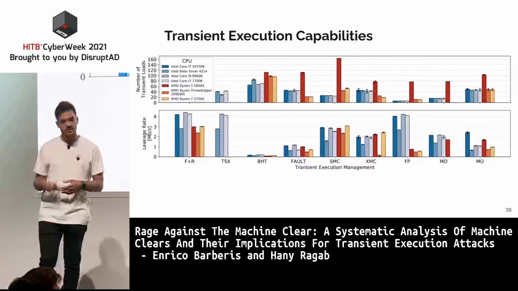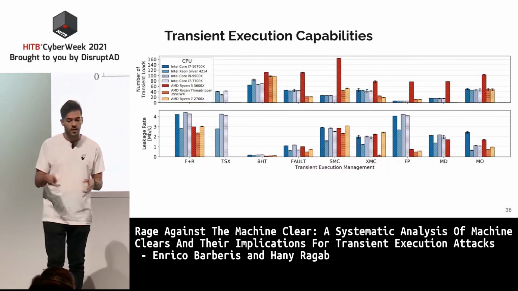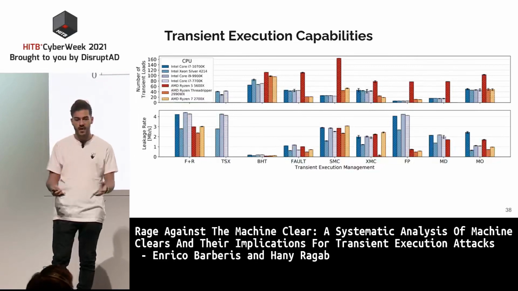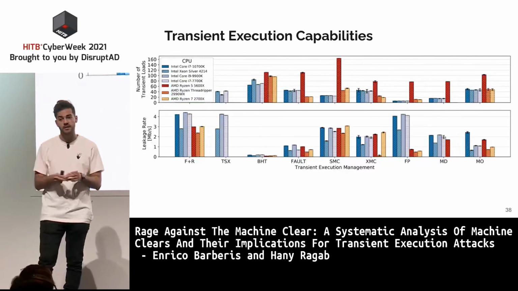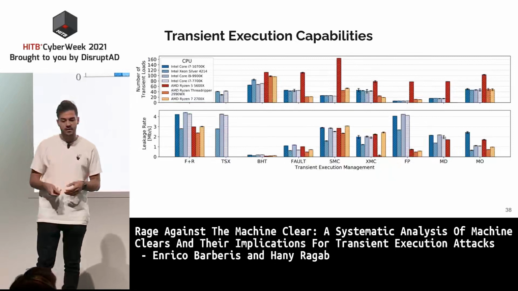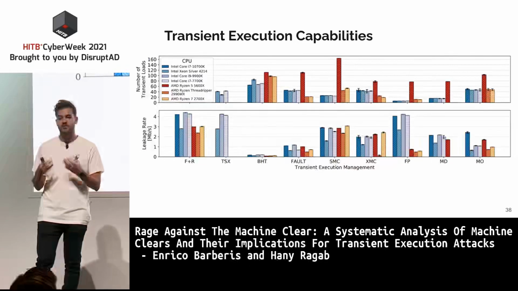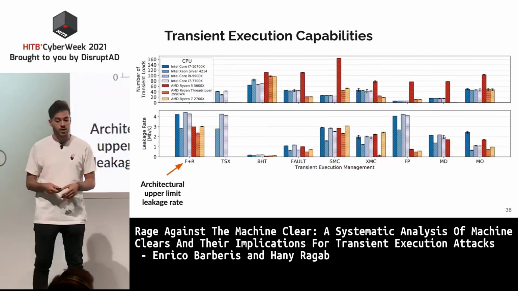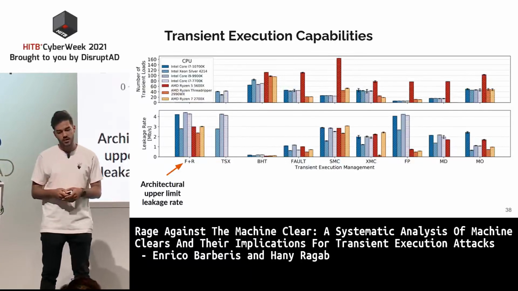So how do these types of machine clear perform compared to all previously known execution mechanisms? Here on the x-axis, you have the different mechanisms that can trigger transient execution, so speculative execution paths in the processor. And on the y-axis, we have two criteria. The top plot represents the number of transient loads that fit within a single transient window created by the corresponding transient execution mechanism. And the bottom plot represents the leakage rate, how a specific transient execution mechanism performs in terms of leaking data. Here we have the flush and reload bars representing the architectural upper limit in terms of leakage rate, that we try to compare our leakage rate against.